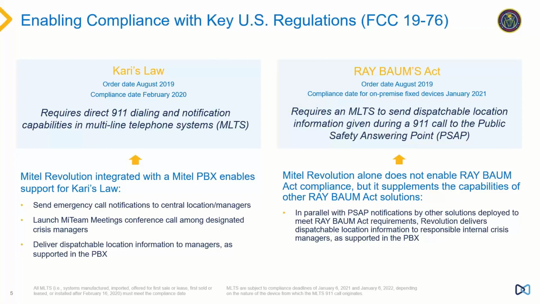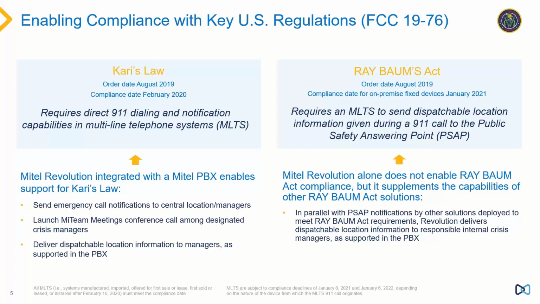Another big reason why you might want to add this to your system as an even more enhanced capability is, of course, some better compliance, or to enable compliance with some relatively new regulations that have to do with emergency calling, Kari's Law and Baum's Act. Kari's Law in particular requires that multi-user telephone systems have the ability to notify callers or responsible staff when 911 is called from a location. And then the Baum's Act requires that when 911 calls are made, that more granular location information is provided along with that call to make sure that emergency staff are headed to the right place.